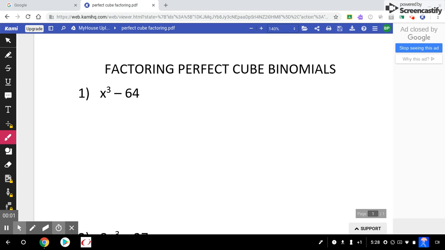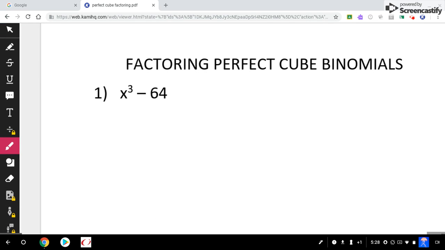Welcome to my video on factoring perfect cube binomials. So first of all, let's establish what a perfect cube is. If you are talking about an x cubed, well, we know that x cubed means x times x times x. So the definition of a perfect cube is something times itself that gives you that number, or in this case, letter.